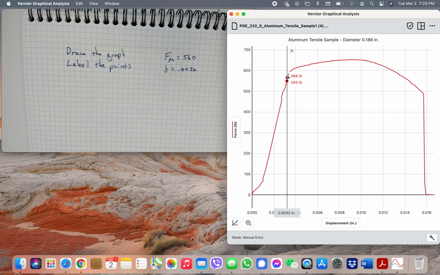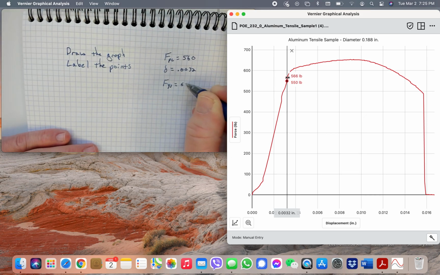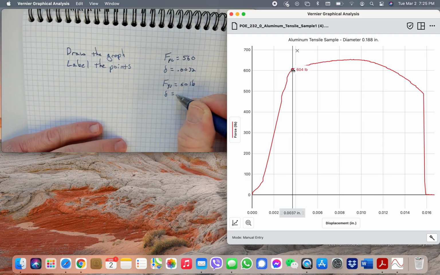All right. Now, that's your recording. I'm recording. All right. Now, we want to also find the yield strength. That's around 600, so we're also going to write that down. It's around 600 pounds, and the elongation is 0.0035.